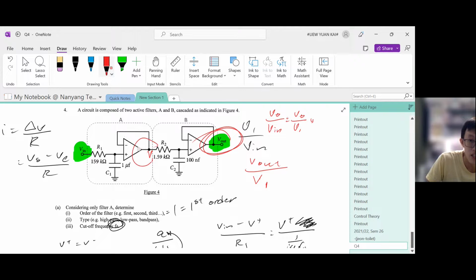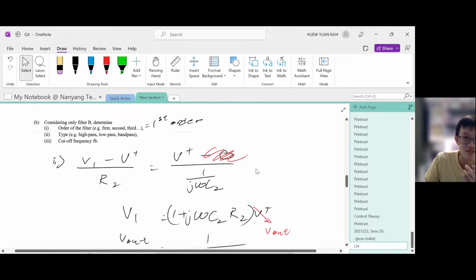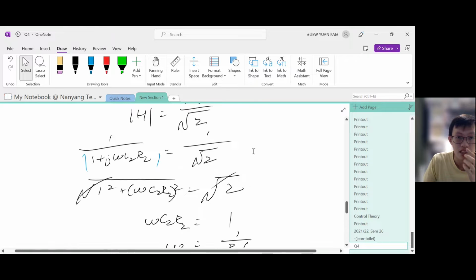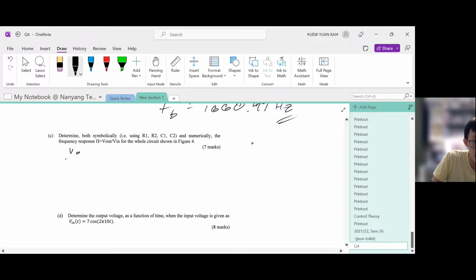The gain of the first system is V1 divided by V in. See, these two can cancel, giving me V out over V in. So we need to take the gain of the second system times the gain of the first system. It doesn't matter, gain 1 times gain 2, or gain 2 times gain 1, it's the same thing. So with that being said, we know that V out over V in is given by the gain of 1 times the gain of 2.